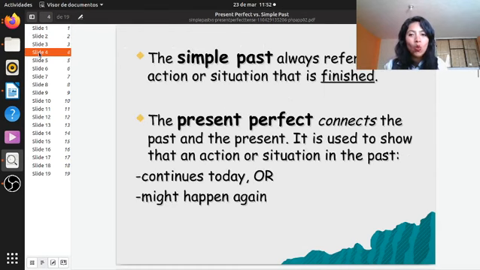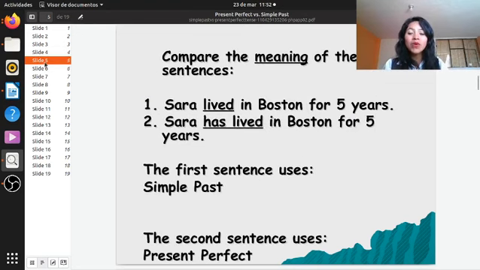The simple past always refers to an action or situation that is finished. The present perfect connects the past and the present, and it is used to show that an action or situation in the past continues today or might happen again, right? Comparing the meanings of these two sentences, Sarah lived in Boston for 5 years and Sarah has lived in Boston for 5 years. This first sentence uses simple past and the second sentence uses present perfect, right?